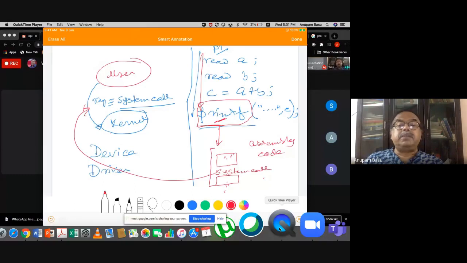Now, how will the operating system know, in the user mode, whenever this sort of printf statement comes, how will the operating system know? I was going to tell you a wrong thing. You see, when it is executing, who is executing? The OS or the program in the CPU?